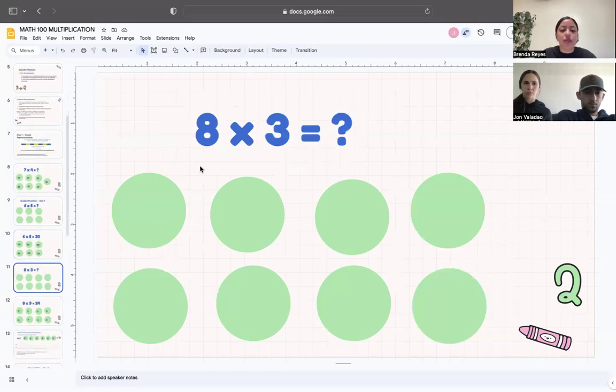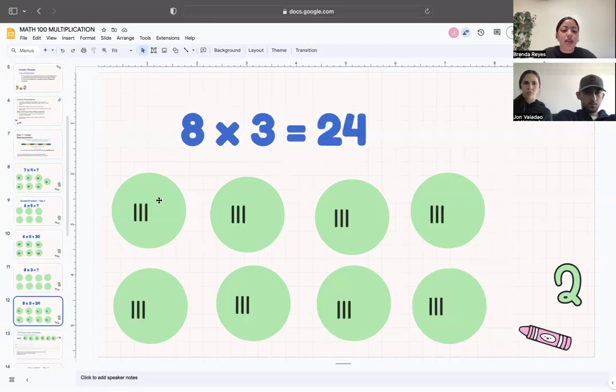So another one would be 8 times 3. It would be the same model. We draw the 8 circles, and then they would have to figure out how many tally marks go in each group. And then same thing as the previous one, group work, individual or partner, and then go over each other's work to make sure that it's all correct. When you count up your tally marks, 8 times 3 equals 24.